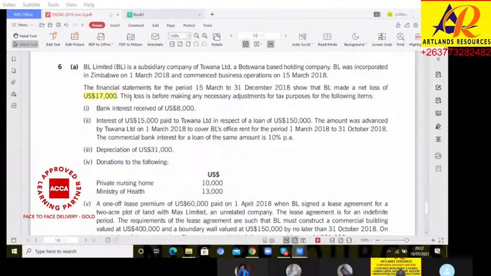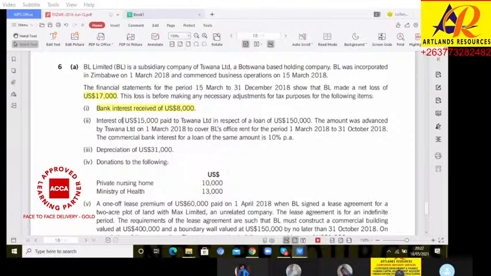In other words, we used all this to come up with this loss. So we are yet to make these tax adjustments. Bank interest received of 8,000. What you do with this interest, you subtract it. So it was a loss. You subtract interest. The reason why you subtract interest is because taxes are withheld at the source.